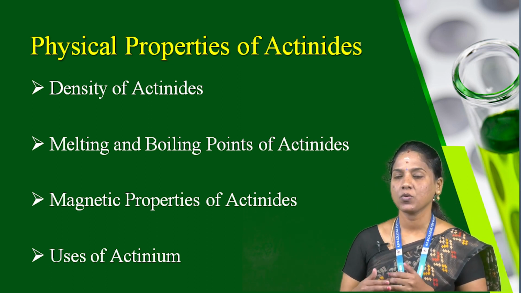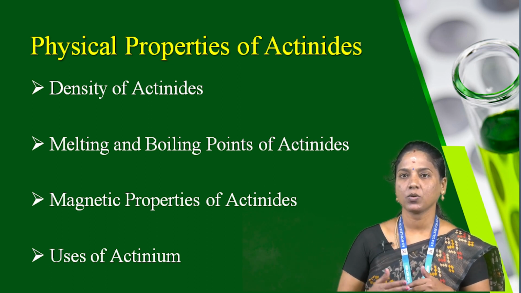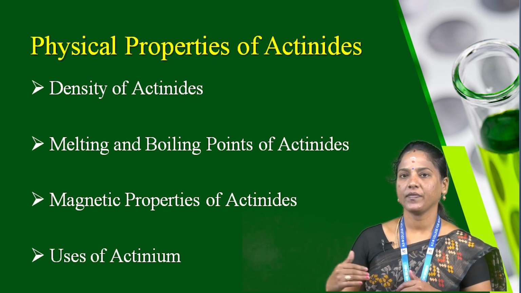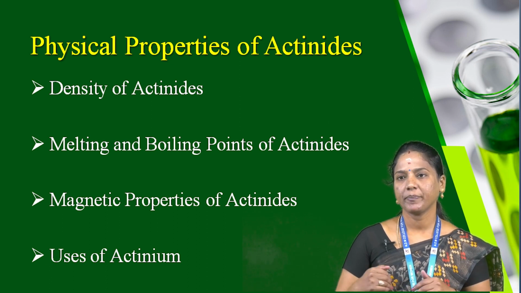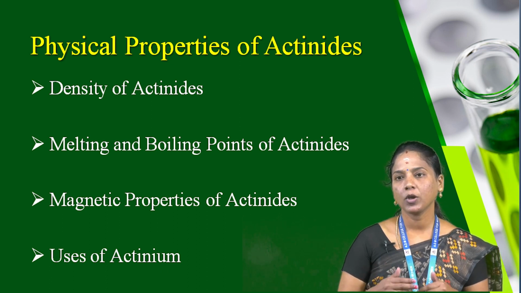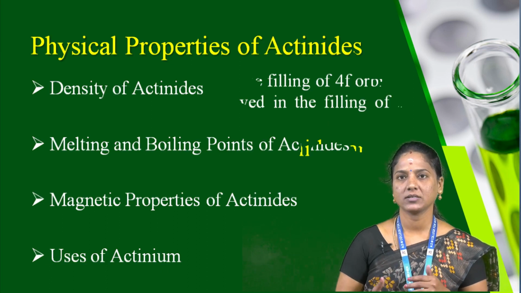Next one is uses of actinides. Actinium is used as a gamma source, indicator and neutron source. A large number of actinides are used for defense operations, nuclear weapons, and for the production of energy. Plutonium is used in nuclear reactors and for nuclear bombs as well.